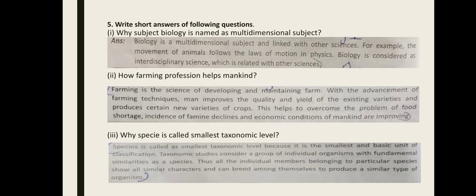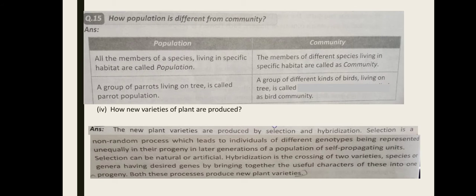Number 3. Why species called smallest taxonomic level? Species is called as smallest taxonomic level because it is the smallest and basic unit of classification. Taxonomic studies consider a group of individual organisms with fundamental similarities as a species. Thus, all the individual members belonging to a particular species show all similar characters and can breed among themselves to produce a similar type of organism.